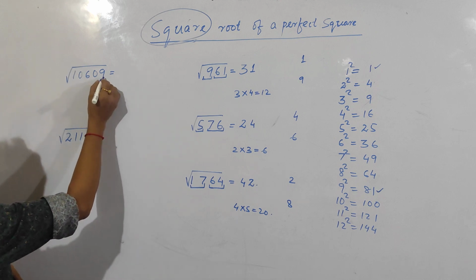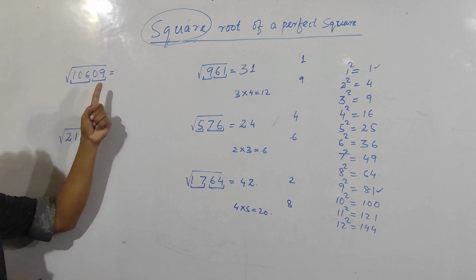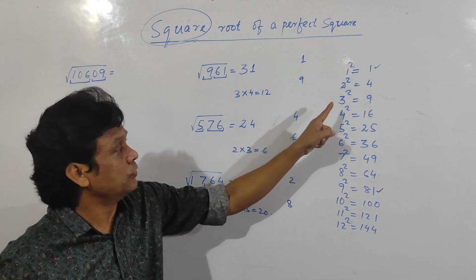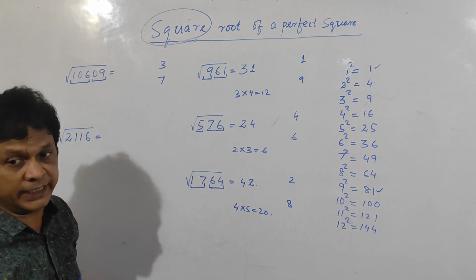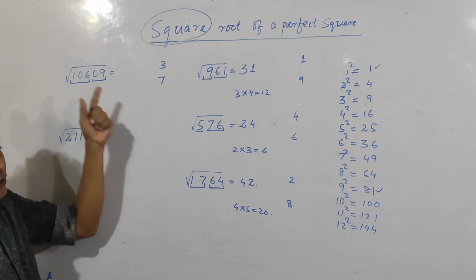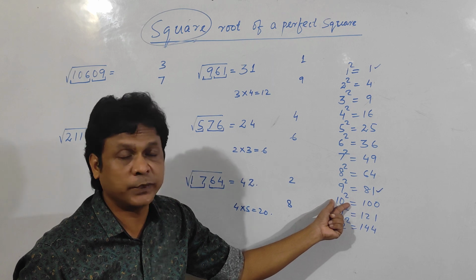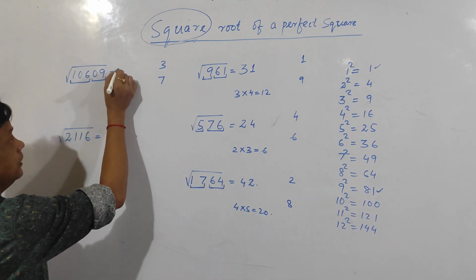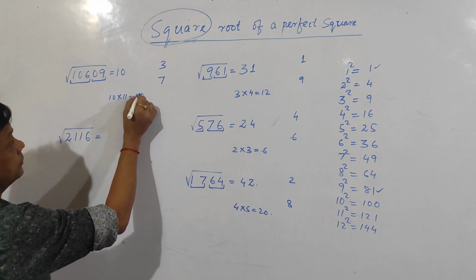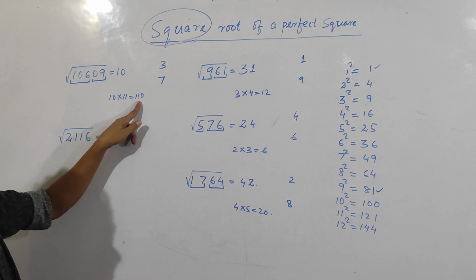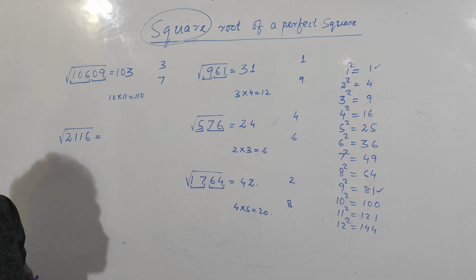Here, similarly, take two digits here and then the rest here. So the unit place is 9. So 9 means 3. If one possibility is 3, then the other possibility is 7, because 7 plus 3 is equal to 10. So it is 106 here. 106 lies between 100 and 121, so the smaller number is 10. So you should write 10 here. Now 10 into 11 is 110. So 106 is less than 110, so you should take the smaller number, that is 3. So the answer is 103.